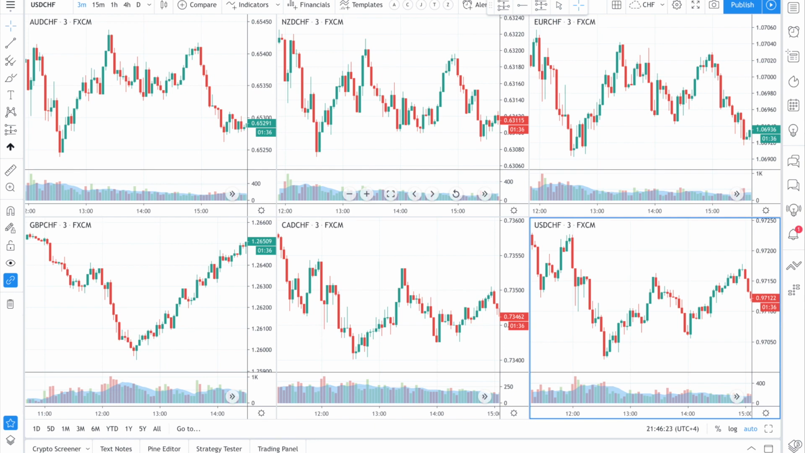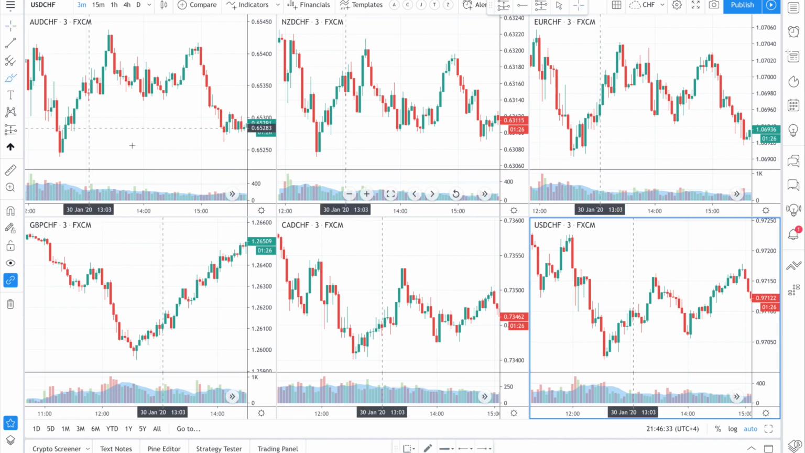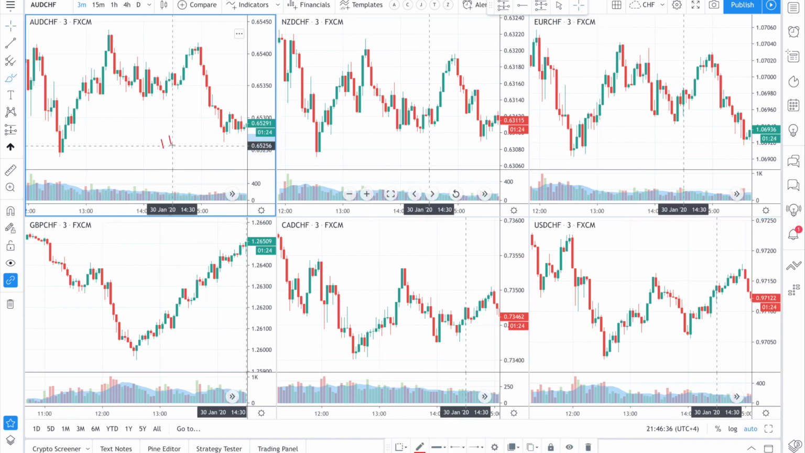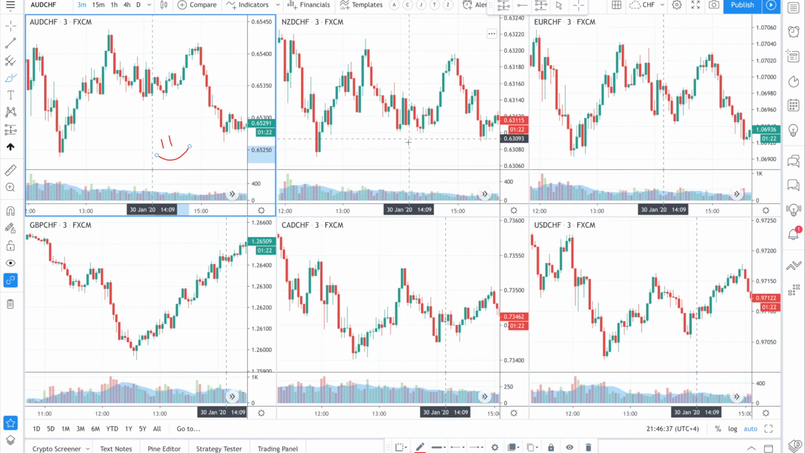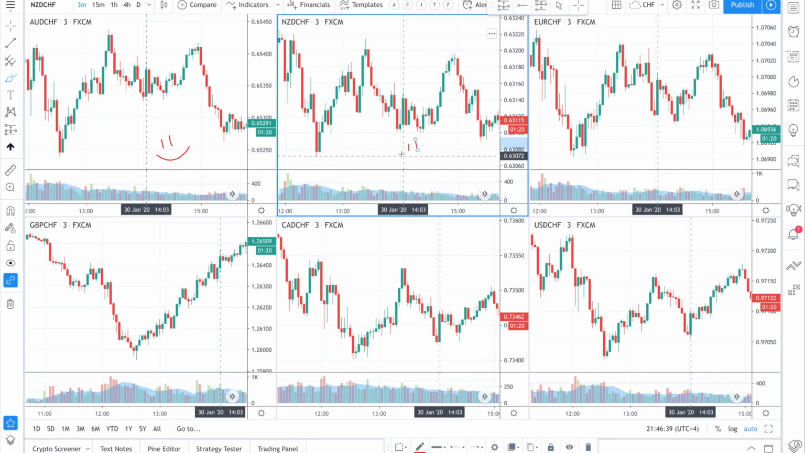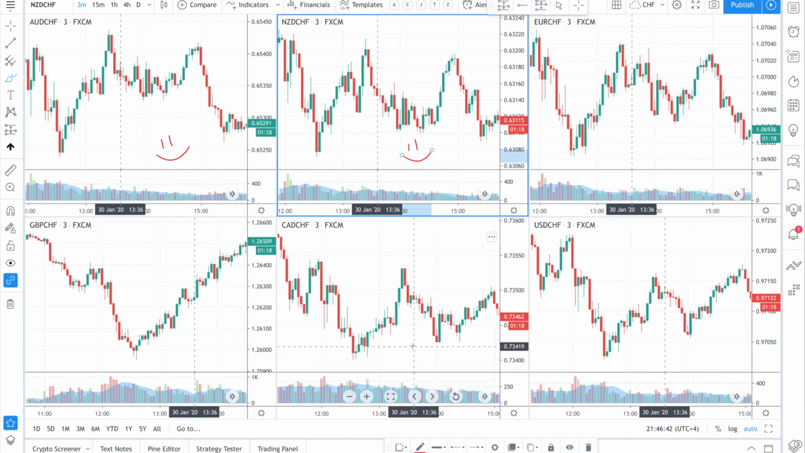So my main pairs of focus were Aussie Swiss, New Zealand Swiss, and CAD Swiss. These were my focus pairs. I'm going to put my smiley faces on them. Okay, so I like these three pairs for selling: Aussie, New Zealand, and CAD Swiss.